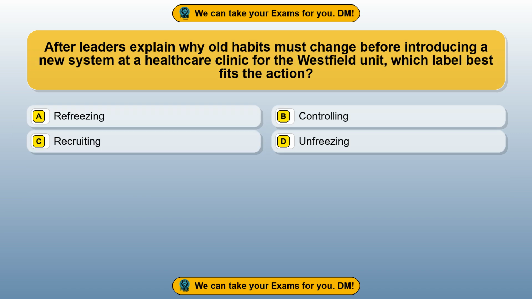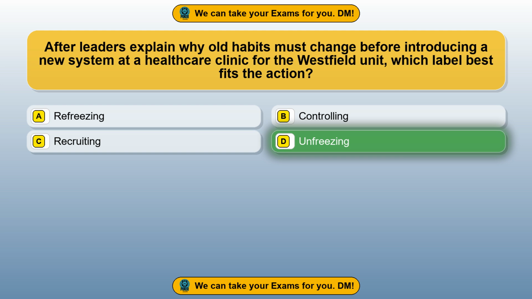Question 25. After leaders explain why old habits must change before introducing a new system at a healthcare clinic for the Westfield unit, which label best fits the action? Option A, refreezing. Option B, controlling. Option C, recruiting. Option D, unfreezing. The correct answer is option D, unfreezing.